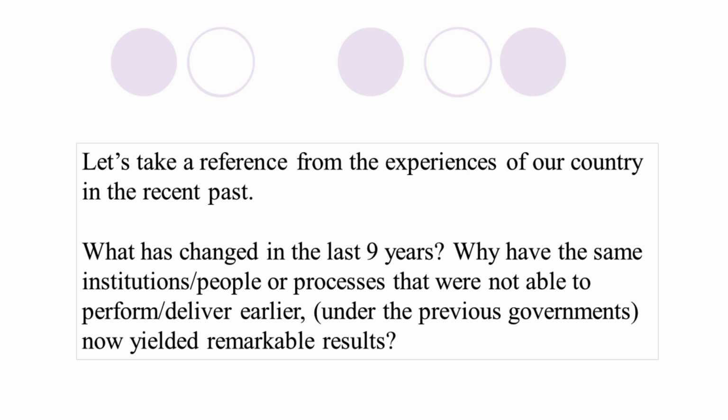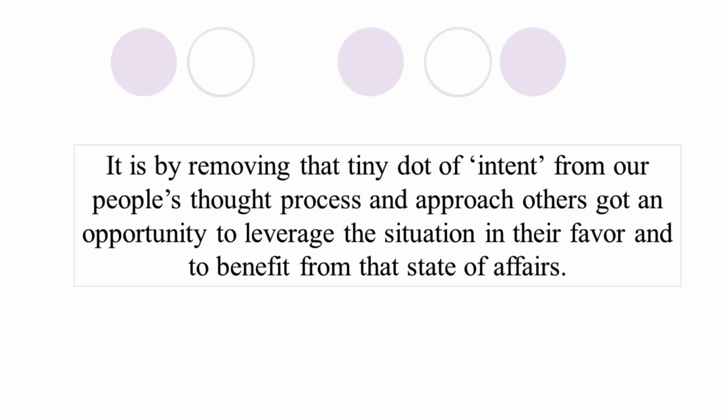There can be several reasons for that, and at different levels, those reasons are valid too, but the most basic of them, which often gets ignored, is that it is the absence of a tiny dot called intent. It was intent or a will to perform that was missing in the system. It is by removing that tiny dot of intent from our people's thought process and approach that others got an opportunity to leverage the situation in their favor and to benefit from that state of affairs.